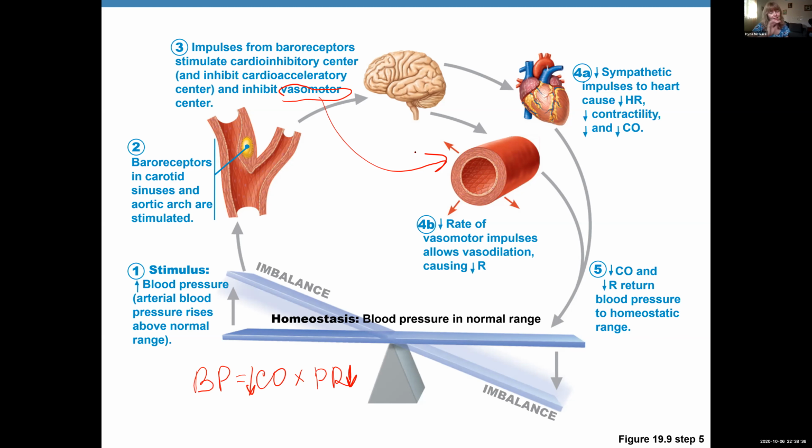Make sure you guys get this. And what are you going to do with vasomotor? You don't want those smooth muscles to contract, right? So you want to inhibit the vasomotor center. And when we decrease cardiac output and peripheral resistance, we decrease blood pressure. So here we are back to the normal range.